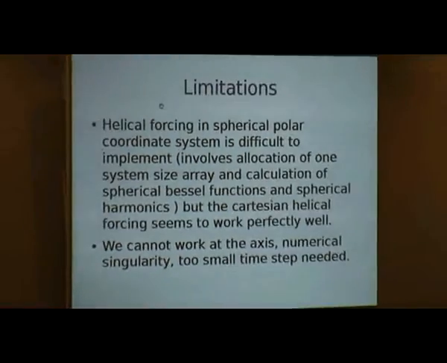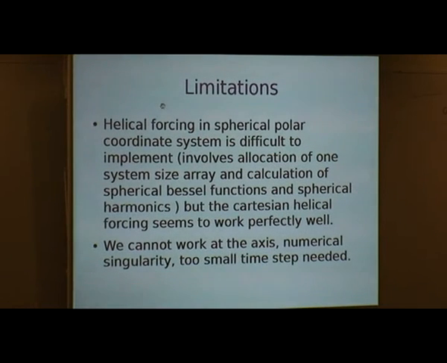So now we have to look at a bit of limitations. The first one is not so serious. The second one is a real serious limitation. We cannot include the axis due to two different reasons. One is the axis is a numerical singularity because 1 over r becomes, of course, infinite.